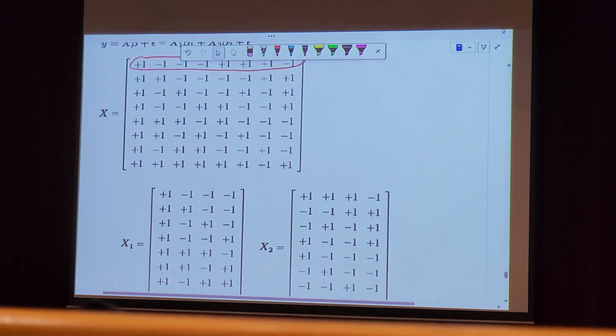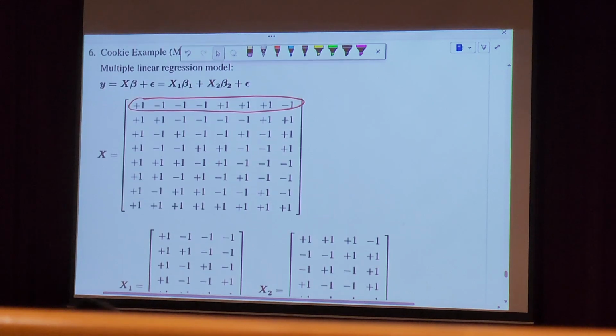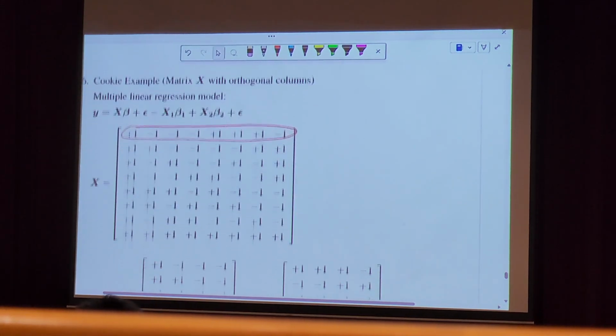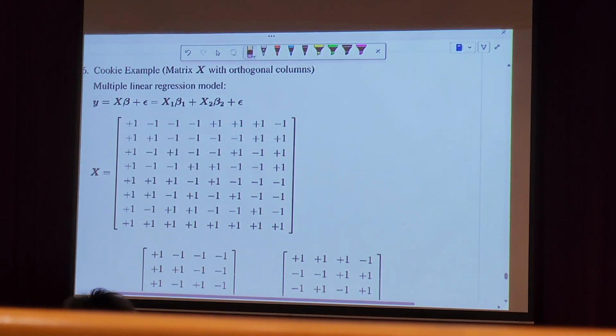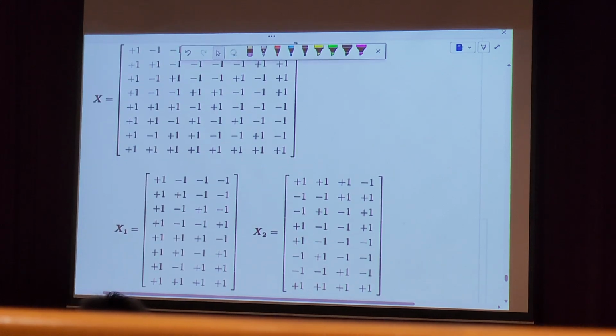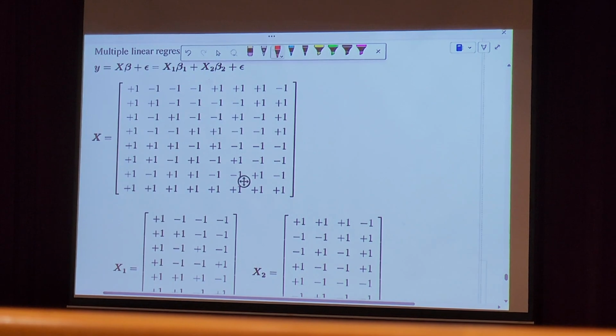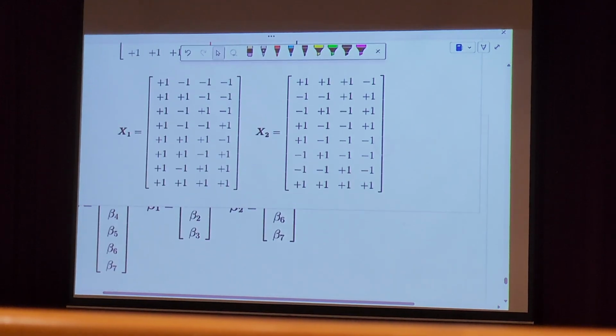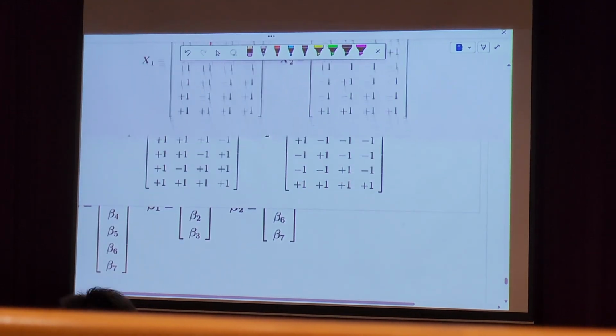And then I can have X1 here. Suppose I define my X1 here, and then X2 to be the other part. So let's say I define this to be X1 and then X2. I think I have to move it away.